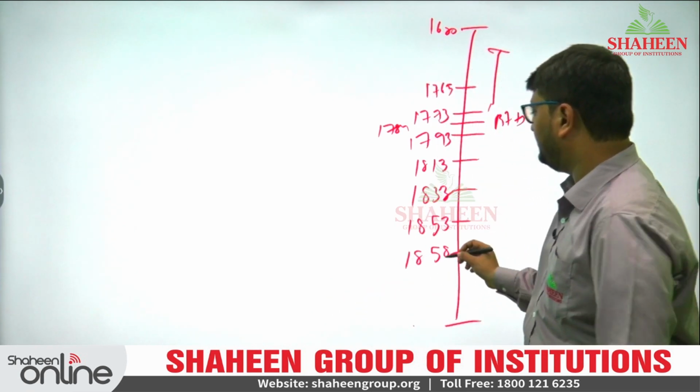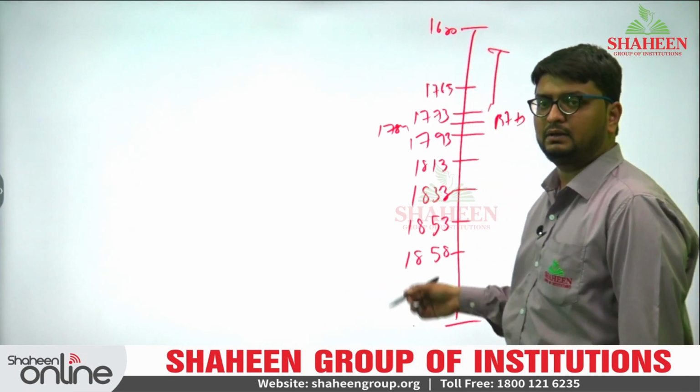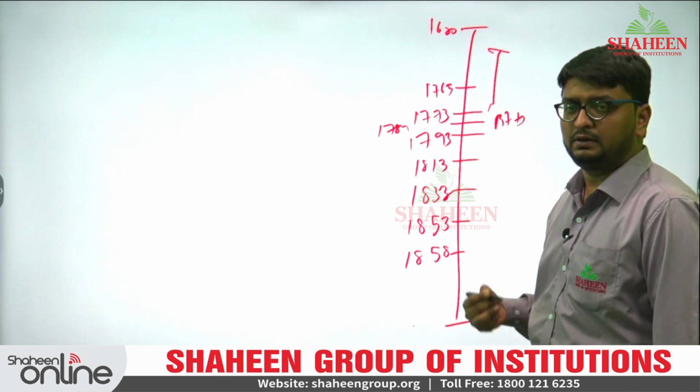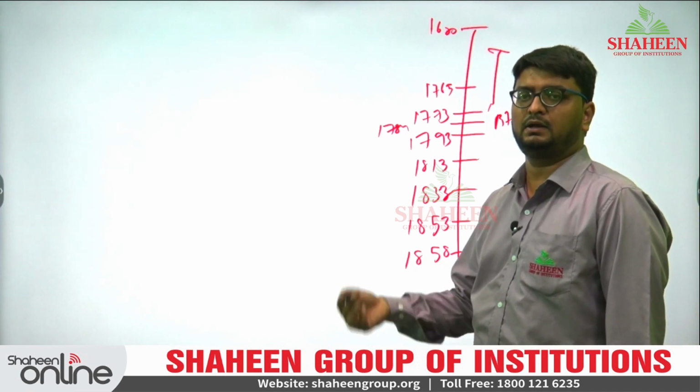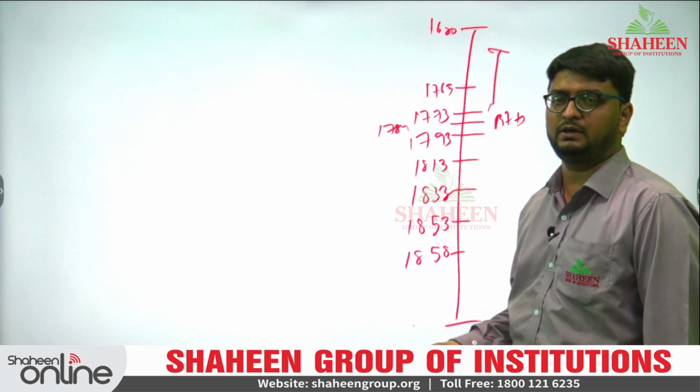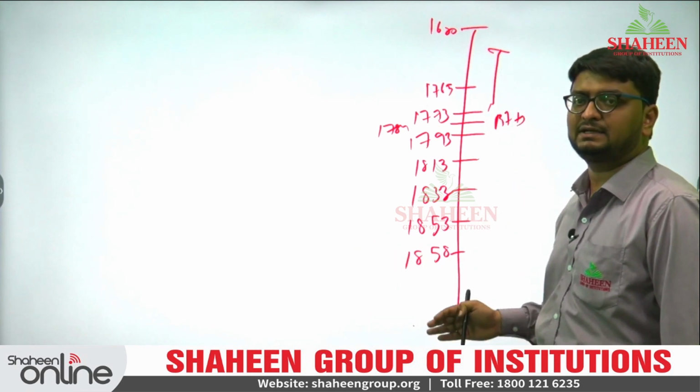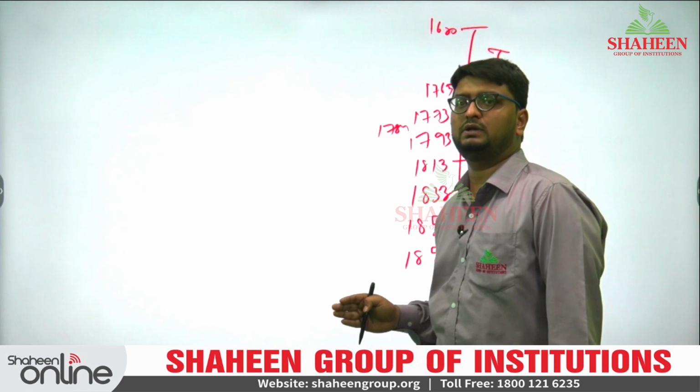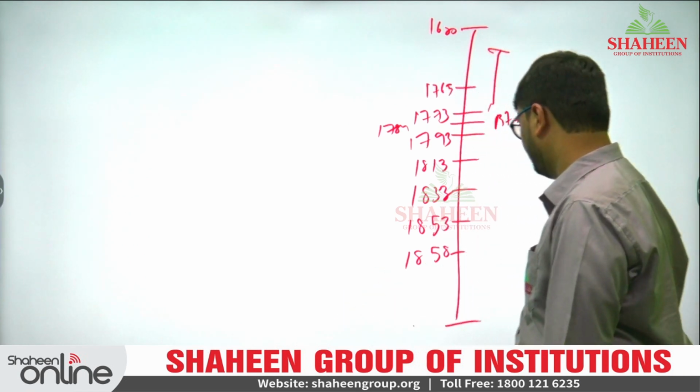Okay, then from 1858, you can have the other acts like Indian Councils Act 1861, 1892, Indian Councils Act 1909. All these acts were related to decentralization of power in India. Okay.